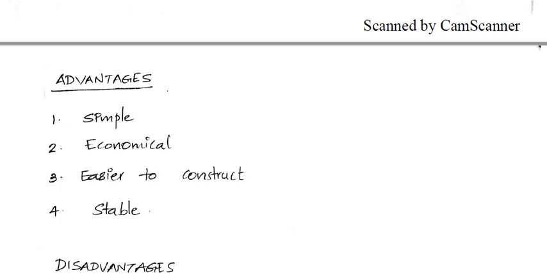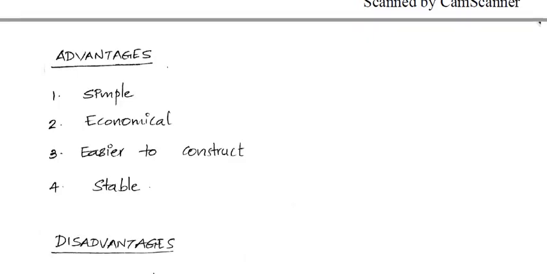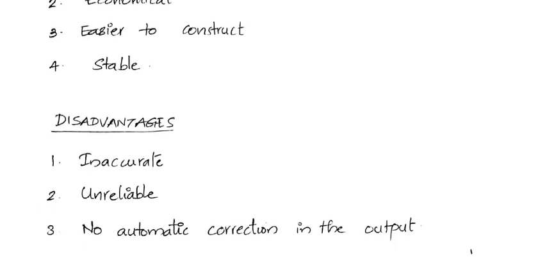But at the same time, these kind of systems have several disadvantages. As there is no feedback, we cannot do any kind of automatic corrections. So as we cannot do the corrections in the output, the system is inaccurate or unreliable, we can say. So these are the disadvantages of an open loop control system.